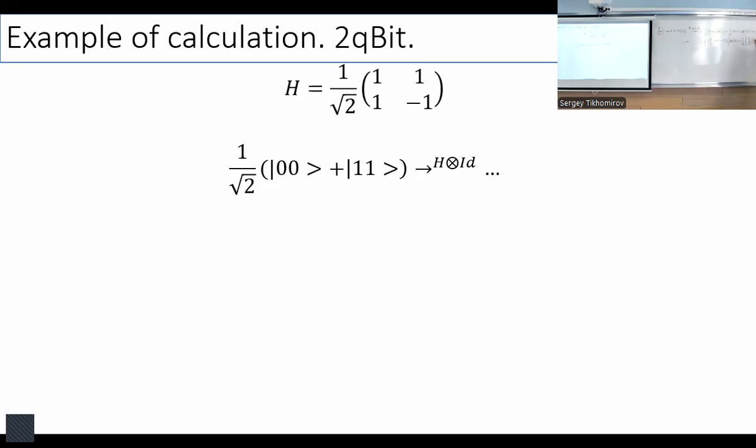One over square root of 2 or 0 minus 1, tensor 1. And now it's time to open brackets. This would be 1/2 (0 plus 1) plus 1/2 (0 minus 1) 1. Which is 1/2 of 0 0 plus 0 1 plus 1 0 minus 1 1.